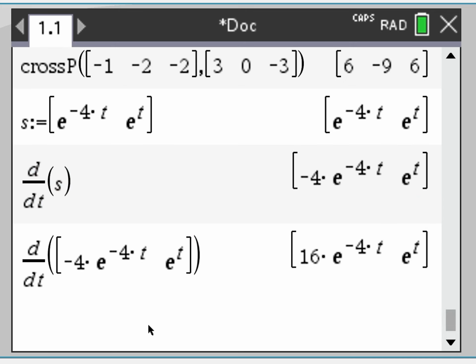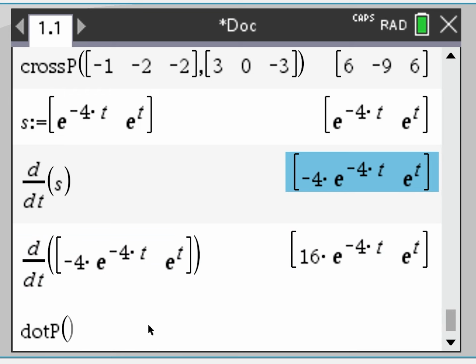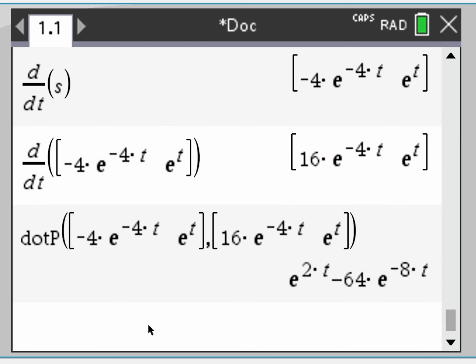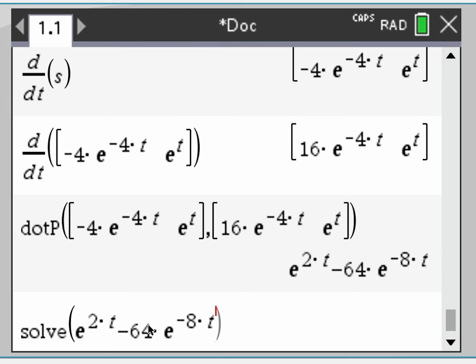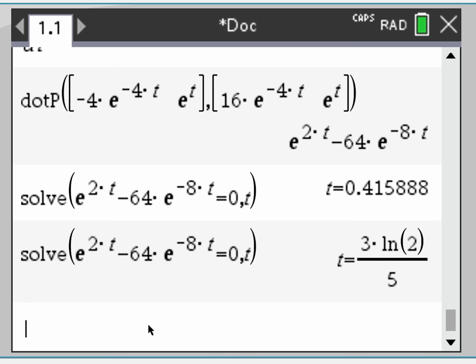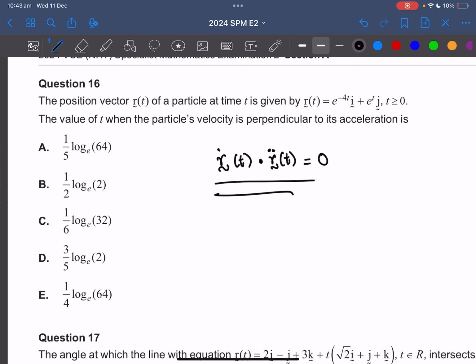We differentiate velocity, we'll get acceleration. Now we'll do the dot product of velocity and acceleration, and that has to equal 0, so t equals 0.415. Can we get an exact answer? Yes, we can. t equals 3/5 log base e of 2. So that is just option D.